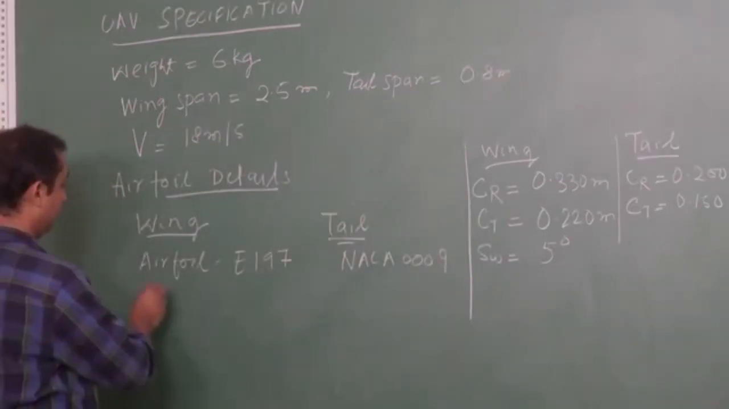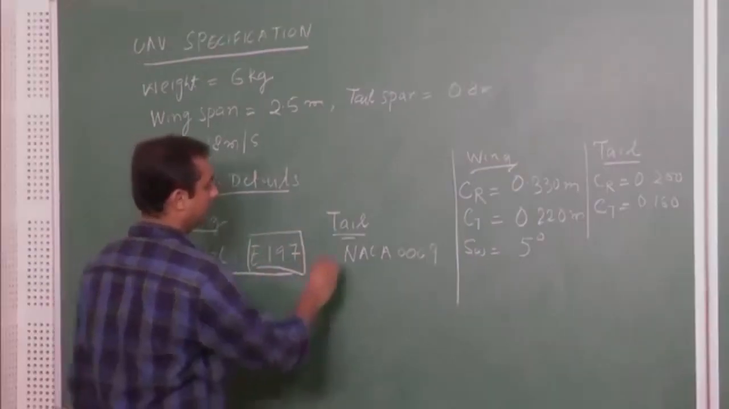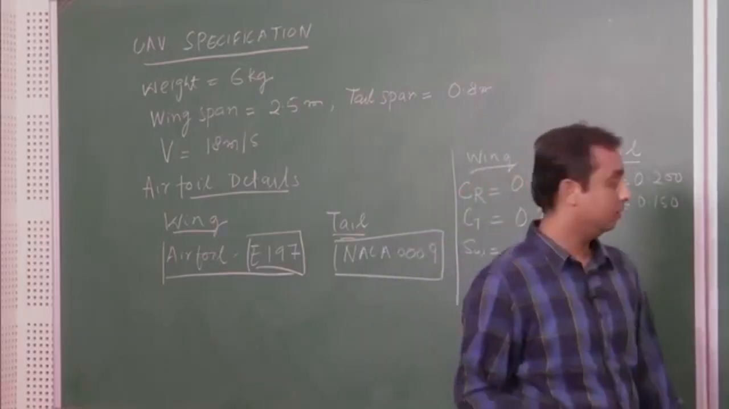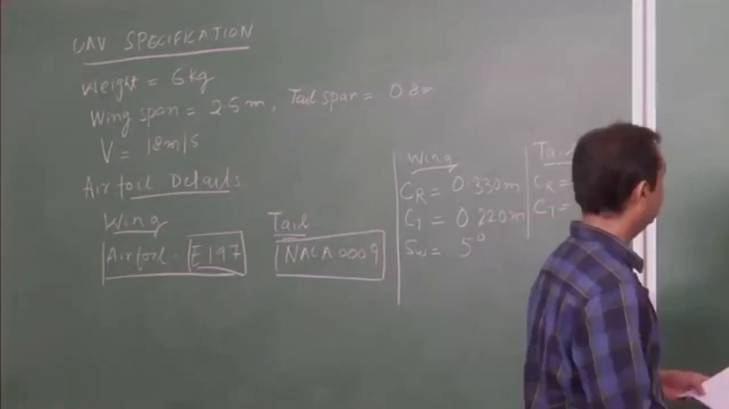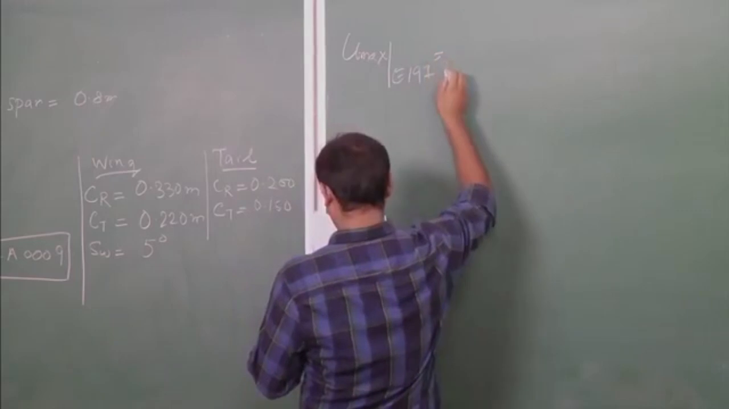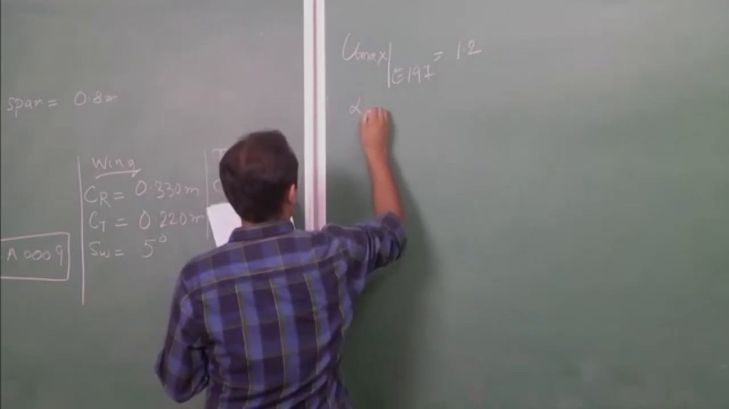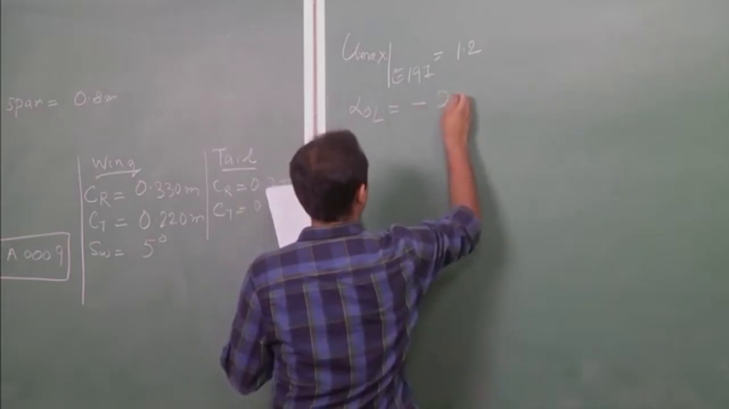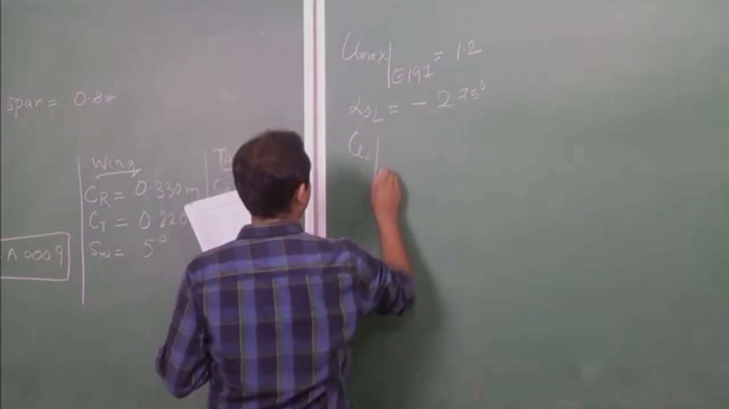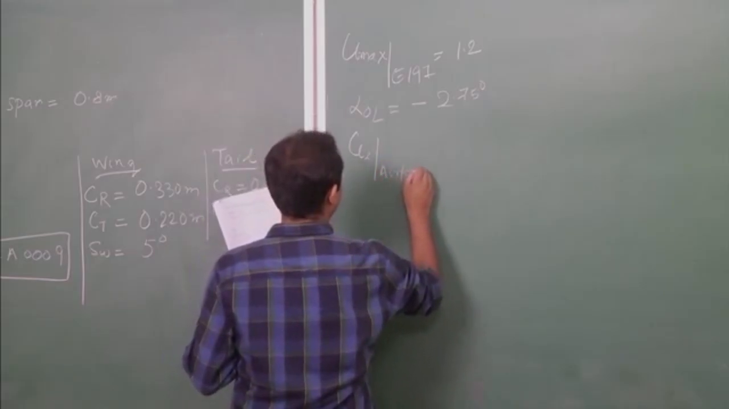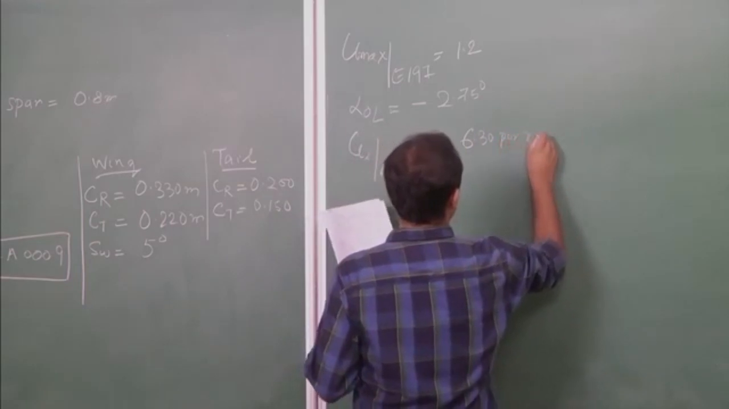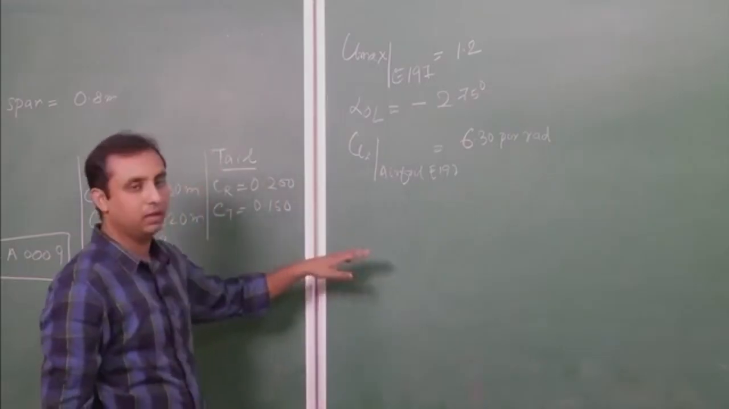First of all, before starting, we have to look at the plots of these airfoils, E197 and NACA 0009, and derive all the information required in order to proceed with the design. Once you look at the data or plot for E197, you will have the following information. CL max for E197 is 1.2, angle of attack at zero lift is minus 2.75 degrees. The slope CL alpha of airfoil E197 is 6.30 per radian. There you will be getting it in degrees, you have to convert it into radians.